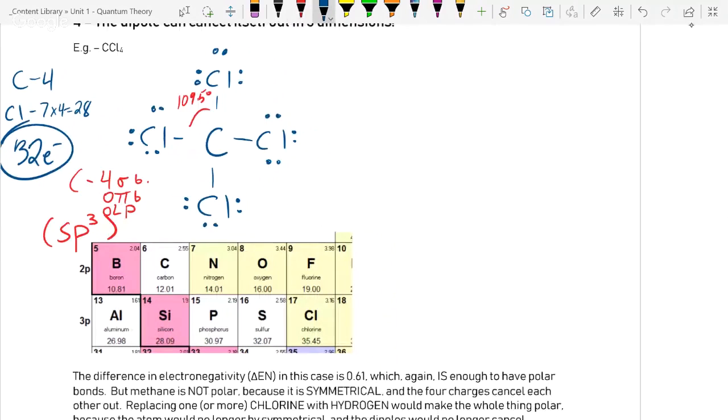And if we wanted to draw it really accurately, we'd actually draw it like this. Chlorine's up here, chlorine's down there, and then this chlorine comes out at us. It's coming to get us, and that chlorine is running away from us. I'll even make this one really big.